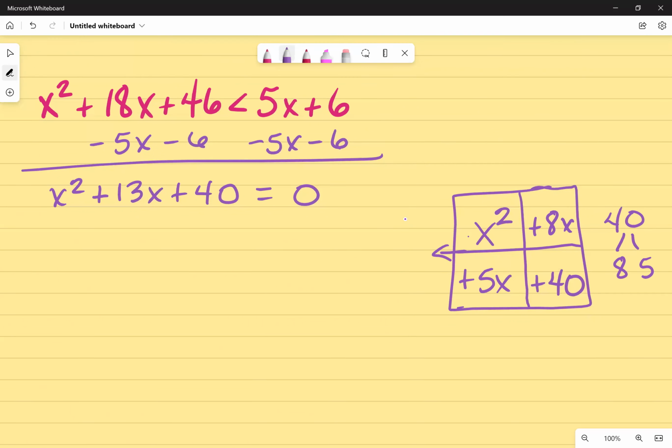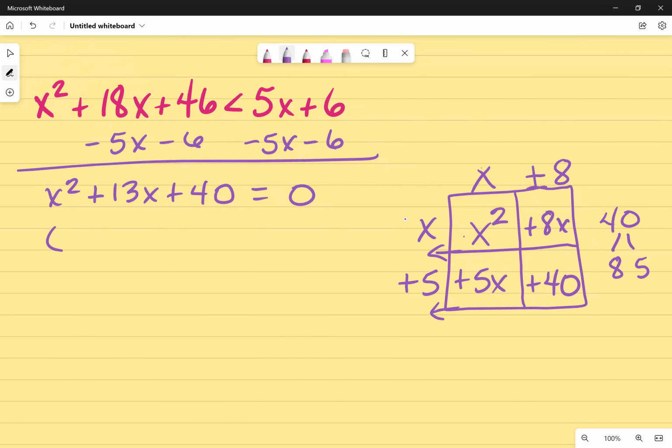Factoring to the left, what is the greatest common factor on the first row? It's x. And now you can just say x times what is x squared? x. And then x times what will give me positive 8x? That's simply plus 8. Going to the bottom, x times what will give me positive 5x? Plus 5. And then you'll see 5 times 8 is positive 40. So I can go ahead and take those factors, which is x plus 8 times x plus 5.